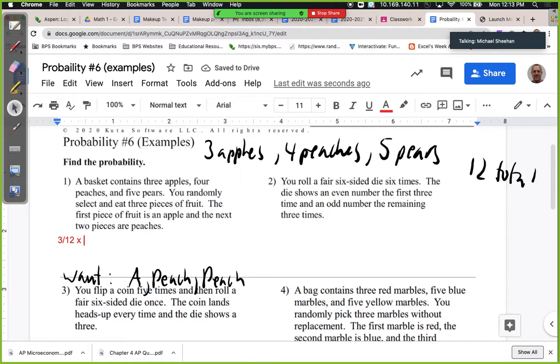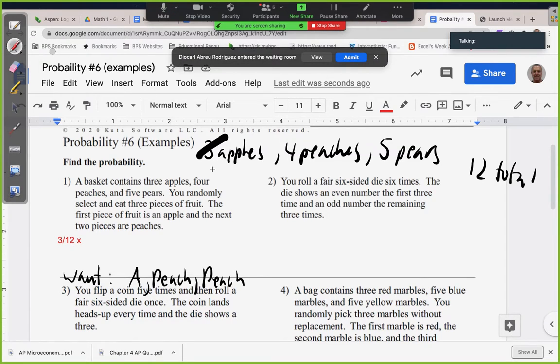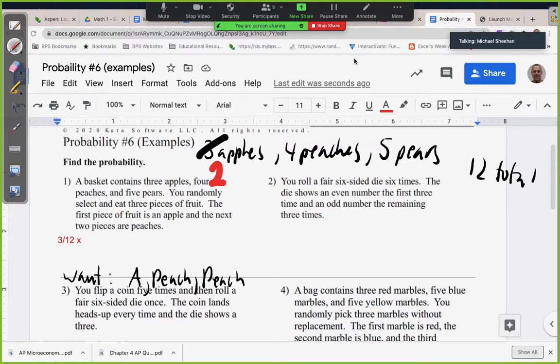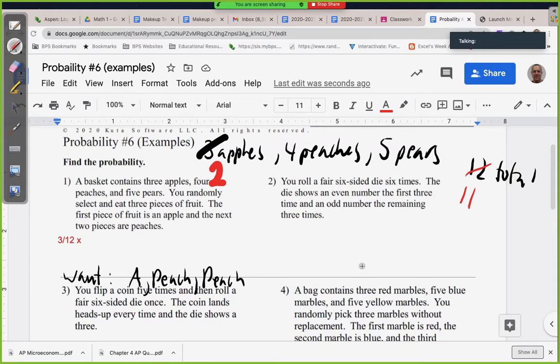Now I didn't put this back, so assume that I was lucky enough to get an apple. Now there's only 2 apples left and 11 pieces of fruit. All right, now I want to get a peach on my next pick. So there's still 4 peaches left, but now there are only 11 pieces of fruit left. Times. So now let's assume that we got the peach we were looking for. Now there's 3 peaches left and 10 pieces of fruit. I want to get 1 more peach. There are 3 peaches left out of 10 pieces of fruit.